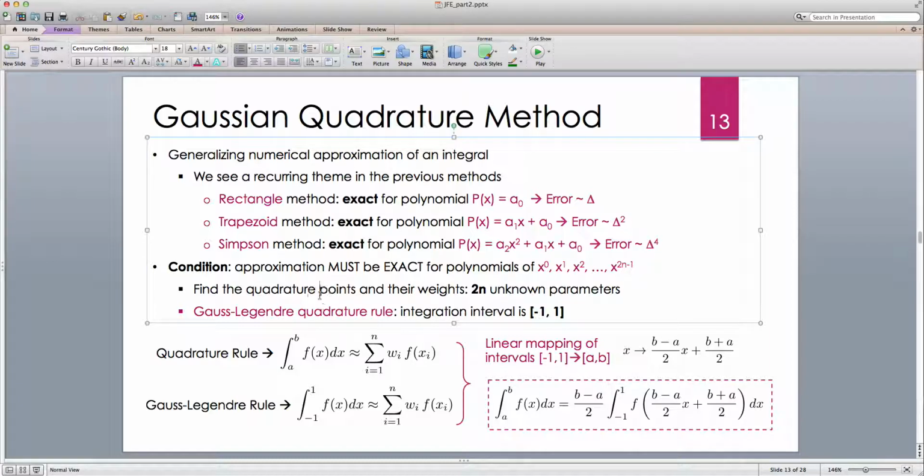And let's set the condition that I want this approximation to be exact for polynomials of degree 0 to degree 2n minus 1. So I want this approximation to give me the exact result for 2n polynomials. And if I set this approximation to equality by plugging in x to the 0, x to the 1, x to the 2 on these terms, I end up with 2n equations with 2n unknowns. So I should be able to uniquely determine wi's and xi's, all right?